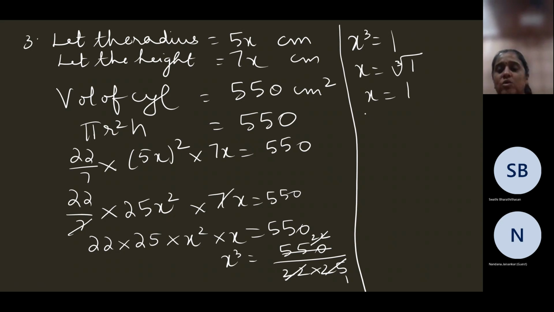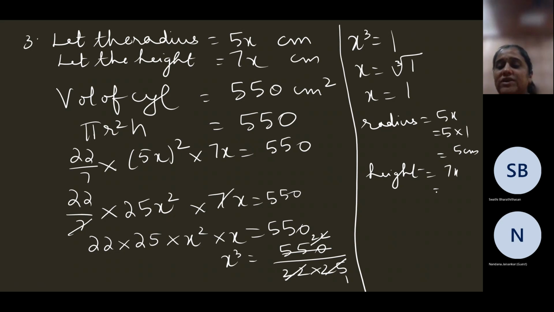X is 1. So now we have to find the radius and height. Radius is equal to 5x. That means 5 into 1, 5 centimeters. And height is equal to 7x. That is 7 into 1, or 7 centimeters.